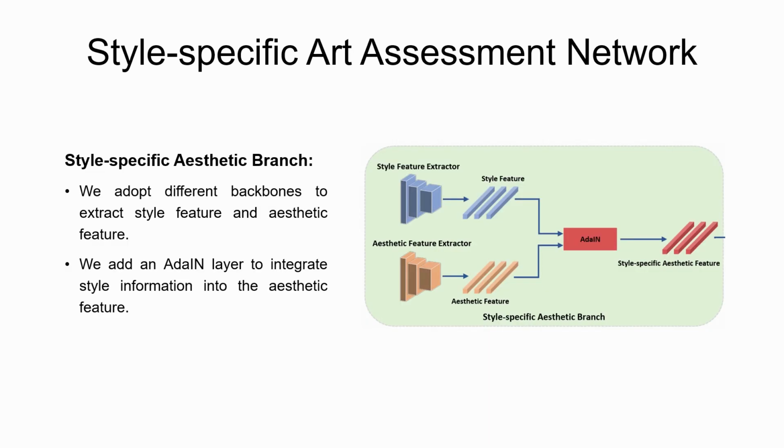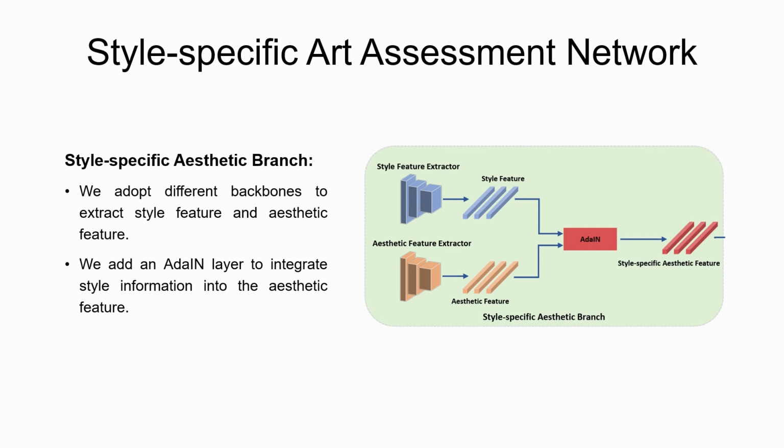Observing that the style of the artwork is critical when assessing its aesthetic value and different styles need to extract different style-related aesthetic features, we propose the Style-Specific Aesthetic Branch to incorporate style information into aesthetic features and extract style-specific aesthetic features via adaptive instance normalization. The output produced by AdaIN will have the same high average activation for the specific style feature, while preserving the spatial structure of the image.